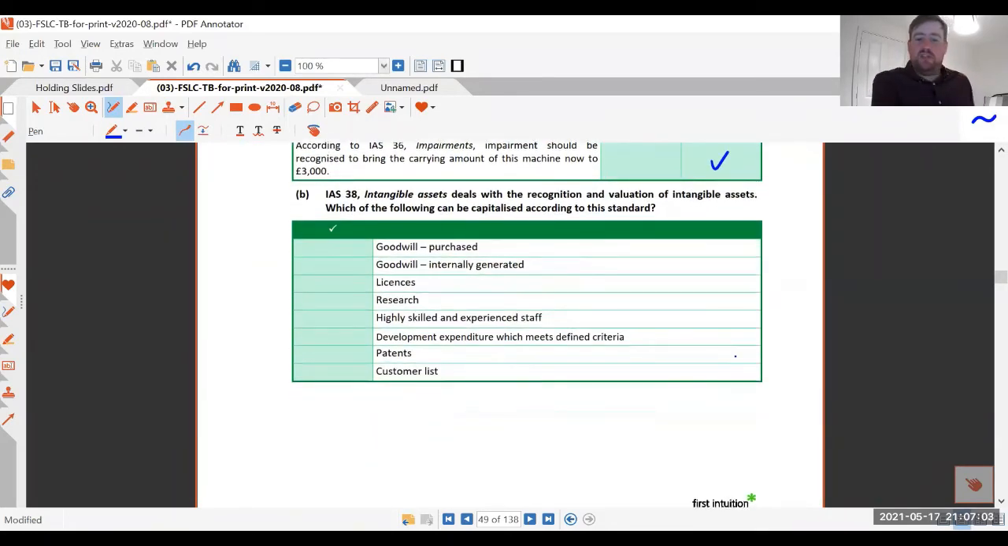Next, we move on to intangible assets. Which of the following can be capitalized according to this standard? So we start off with a couple of goodwill items. We've got purchased and internally generated. Do we like either of those? Purchased only, absolutely. The big reason that internally generated goodwill falls down is that it's hard to assign a value to it. As soon as somebody is willing to put the money where their mouth is, you can work out a reliable value for it. So that's why we need that purchased goodwill only.